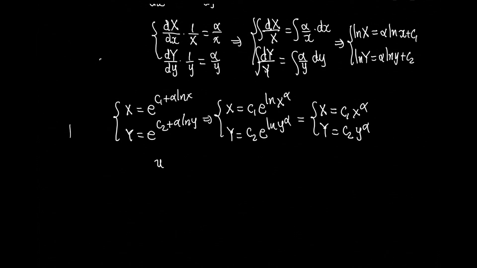Then u is going to be x times y. Then you have c1 x to the alpha times c2 y to the alpha. Then you have just a constant c times x y, all of that to the power of alpha. That's your solution.